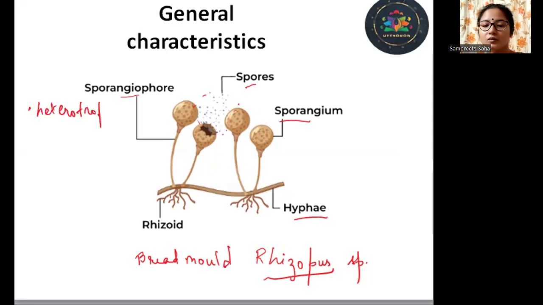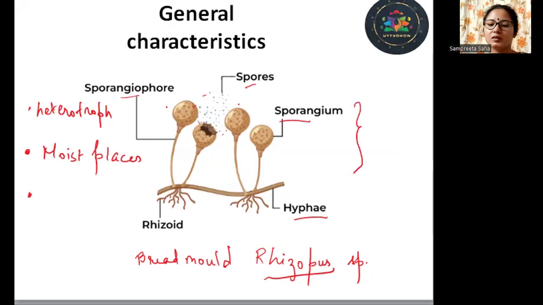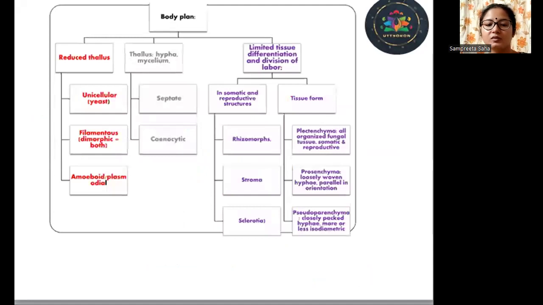They favor moist places. Most of the fungi you will find, they favor moist places. All right. And they have this typical structure. Some of them may be unicellular. Now, I will be discussing in detail about the body plan over here, which is prevalent throughout the fungal kingdom. This is sort of a summary of the body plan.